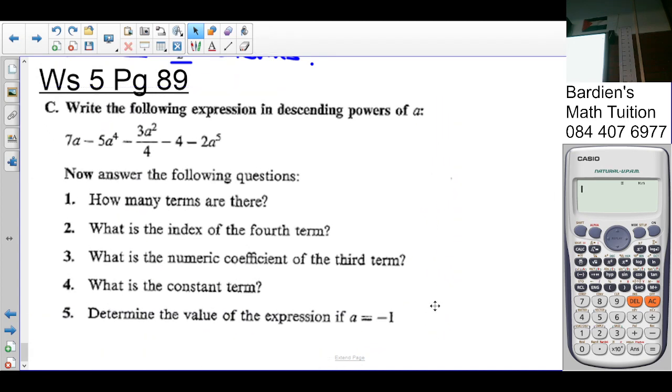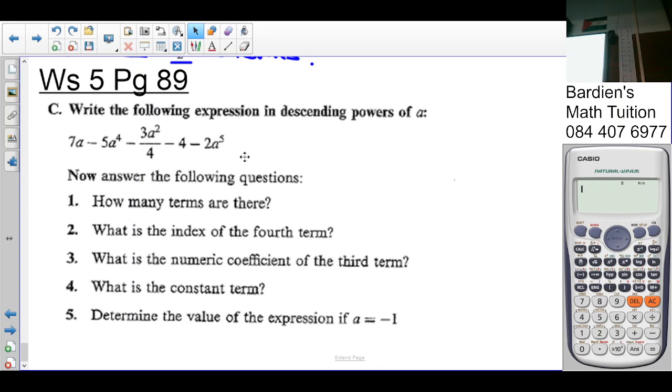In C we are told to write the following expression in descending powers of A. Descending means what? Biggest to smallest. The highest exponent in A here is 5. Okay? So the 5 is the highest exponent. So it's going to give you negative 2x to the exponent 5.